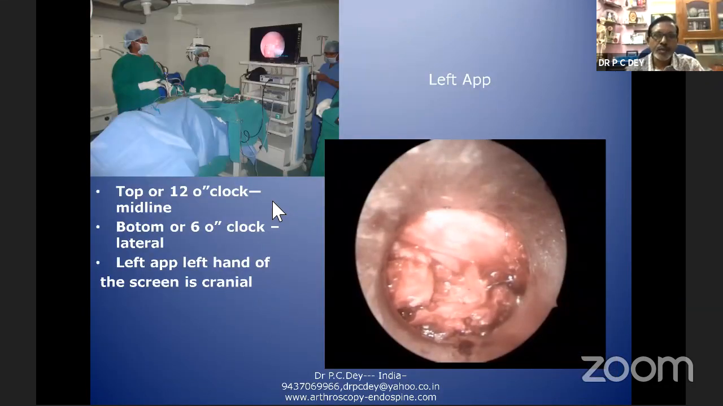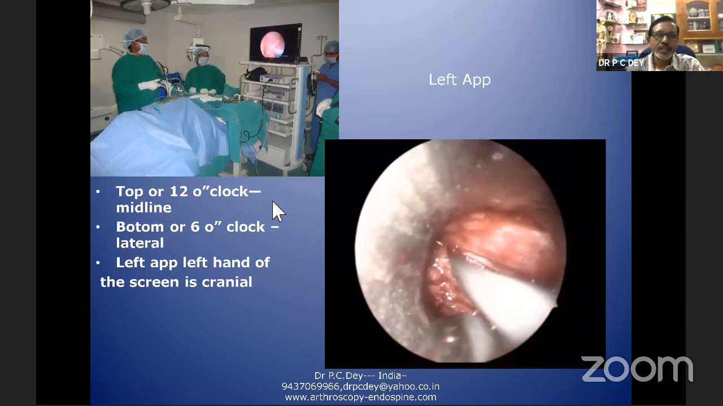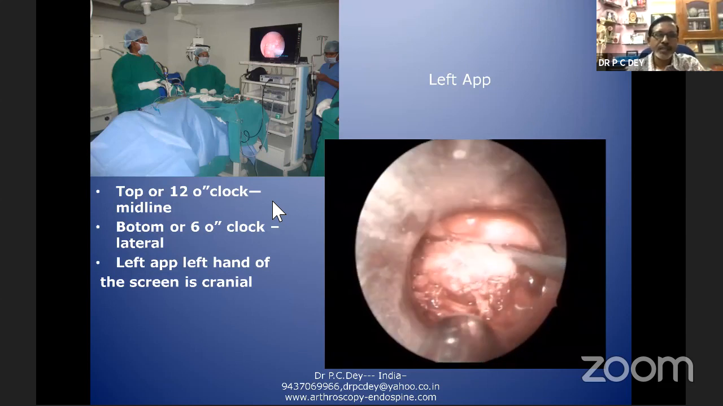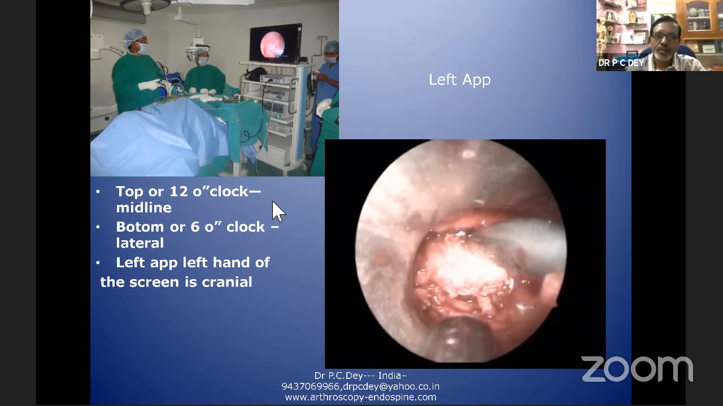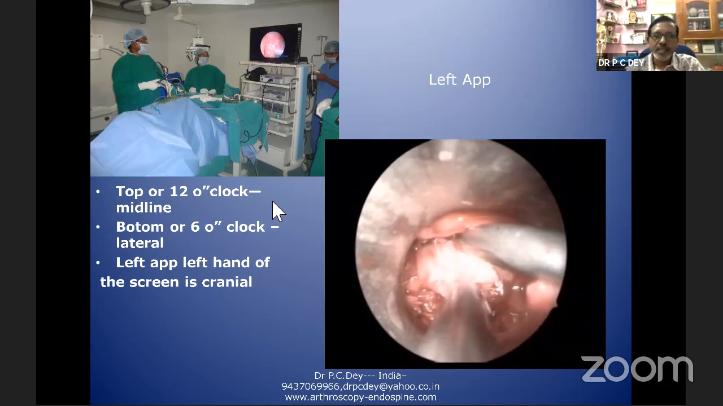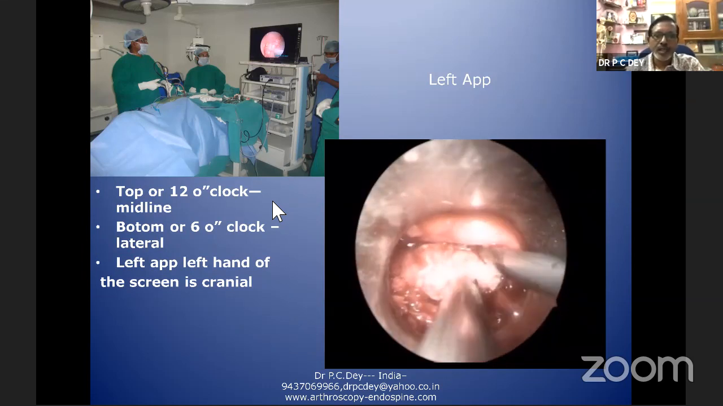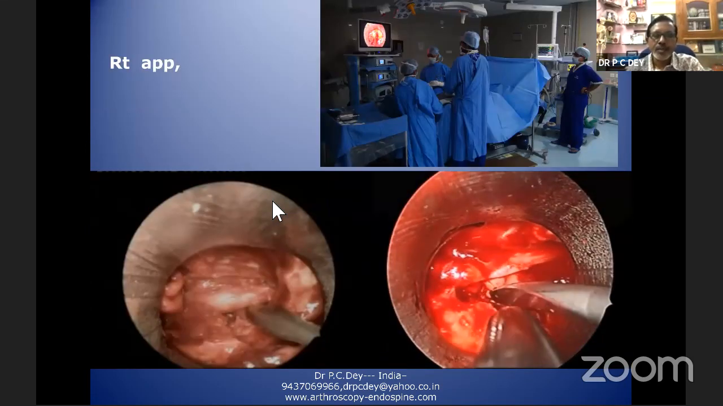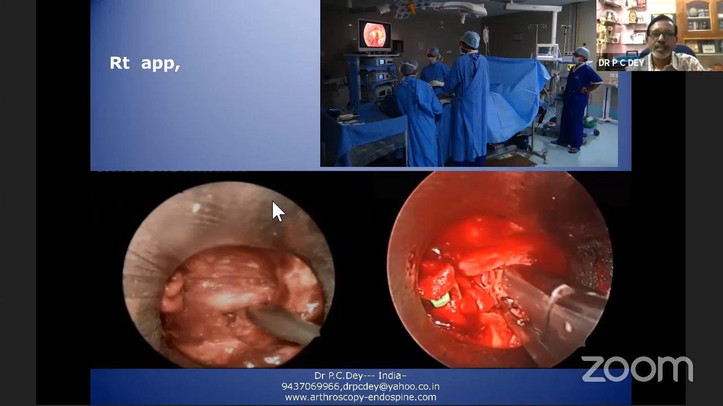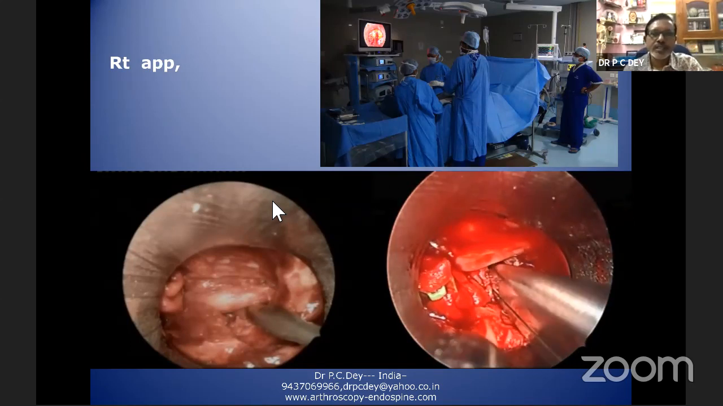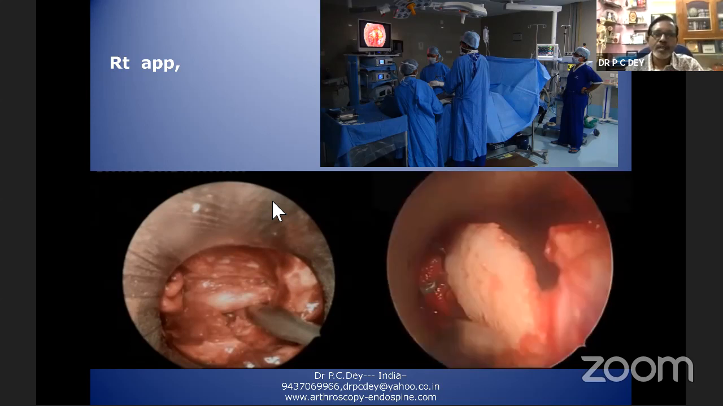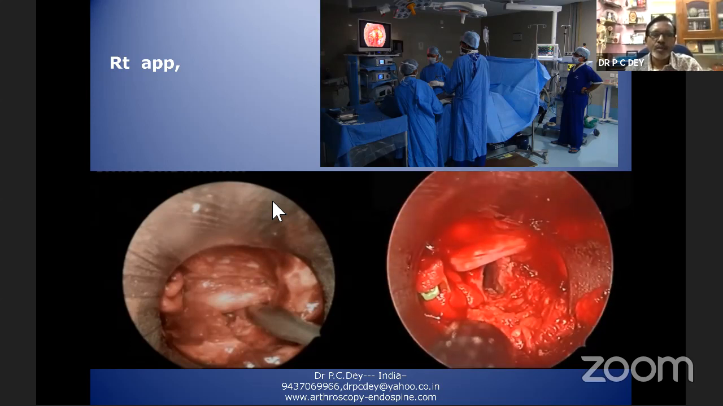In the left approach, the monitor will be at the cranial end, and the surgeon stands at the left side of the patient. The top will be the 12 o'clock position at the midline, the 9 o'clock position on the left will be the cranial end, and 3 o'clock will be the caudal end. On the right side, it is just the reverse. If the patient is in the knee chest position and the surgeon is standing on the right side of the patient, the monitor and tower will be at the caudal end, and in the orientation the 3 o'clock position will be the cranial end.